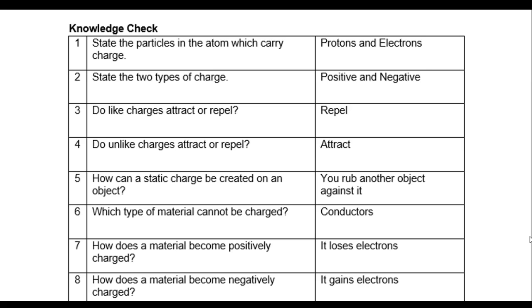A static charge can be created on an object by rubbing another object against it. The type of material that cannot be charged are conductors, because they immediately lose any electrons that they gain. A material becomes positively charged by losing electrons, whereas a material becomes negatively charged by gaining electrons. Make sure that you mark your answers, and make any corrections that you need to with a different coloured pen.